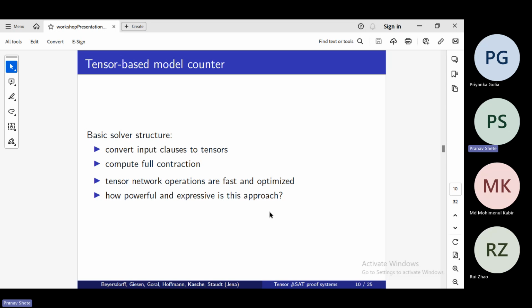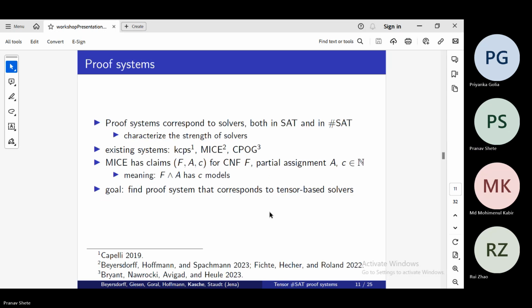And for this, in order to answer this, we want to use proof complexity. So both in SAT and in SharpSAT, we have the situation that proof systems can correspond to solver performance. And ideally, they can characterize the strengths of solvers. So there's a well-known correspondence in the SAT case between CDCL and resolution, which is not completely precise for practical resolution, but it's a really helpful approach to characterize the strength of a solver using such a proof system.